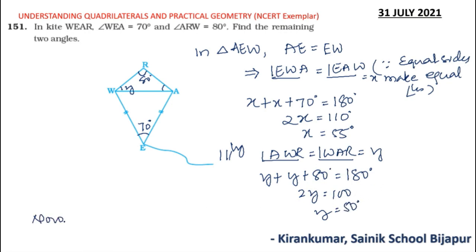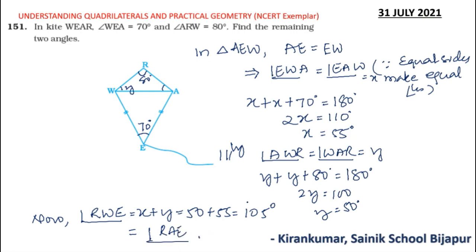Now angle RWE will be equal to x plus y. This will be 50 added to 55, 105 degrees. This will be same as angle RAE. This is how we can find it in an easier way.